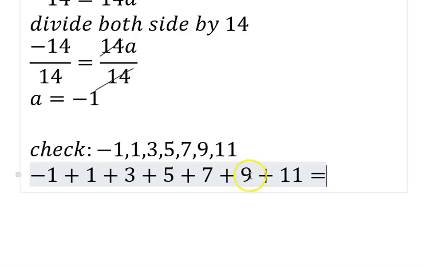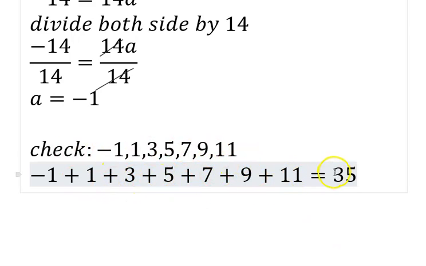11 plus 9 will give us 20. Very good. 20 plus 7 will give us what? 27. 27 plus 5 will give us what? 32. 32 plus 3 will give us what? 35. 35 plus 1 will give us what? 36. And 36 minus 1 will give us what? 35. Awesome.